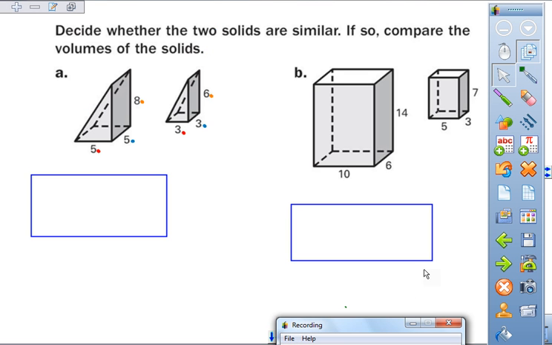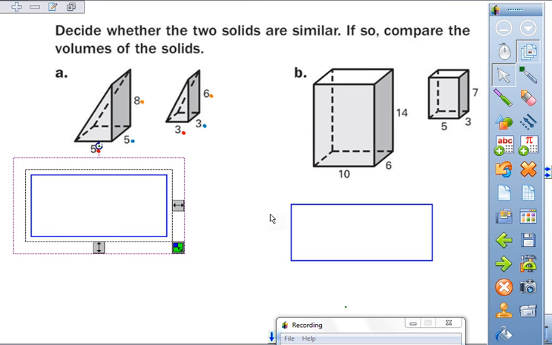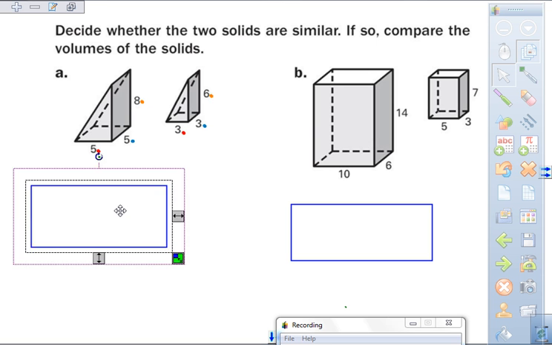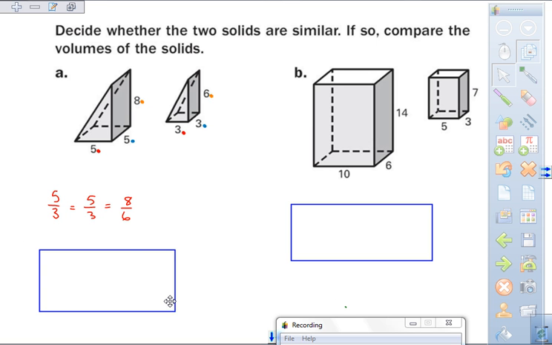Looking at the next slide, it says, decide whether the two solids are similar. If so, compare the volumes of the solids. So looking at our first picture, the red 5 compares to the red 3, blue 5 to the blue 3, and the orange 8 to the orange 6. So if I look at that as a proportion, all of those fractions need to be equal.